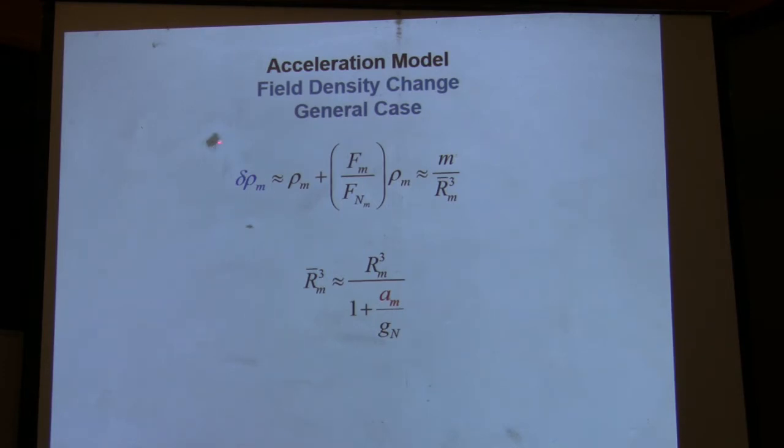What it turns out is now your density field is a function of your density when it's sitting still, plus the force acting on the density field divided by the Newtonian force on the density field, which is mg. Then you can rewrite that to look like the mass of the density field over the radial factor, and then your radial factor is given by this equation.